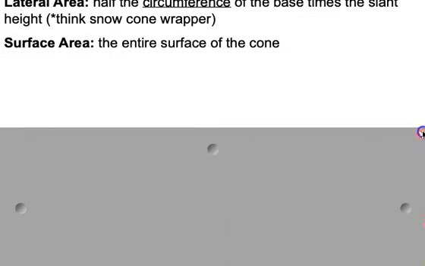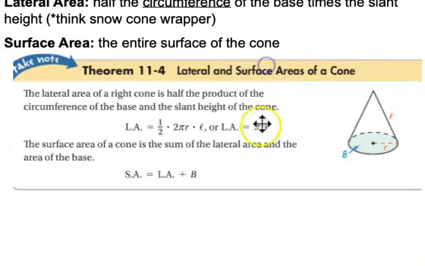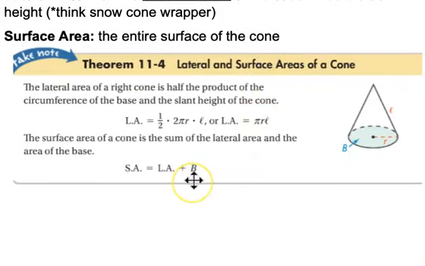So here's where we have the formula that we're going to need and want here. The lateral area of a right cone is half the product of the circumference of the base and the slant height of the cone. So what's happening here is half the circumference. Well, circumference is 2 pi r, so half of 2, those are just going to cancel each other out. Yesterday with a pyramid, it was 1/2 PL.